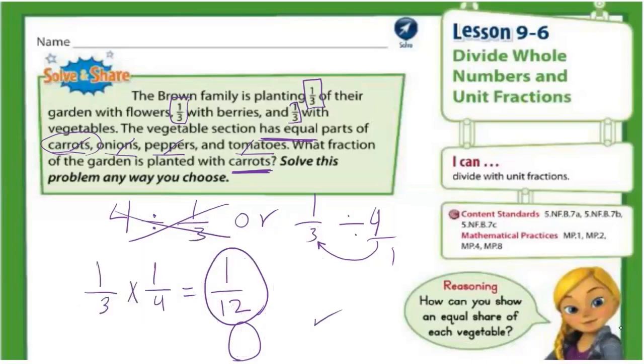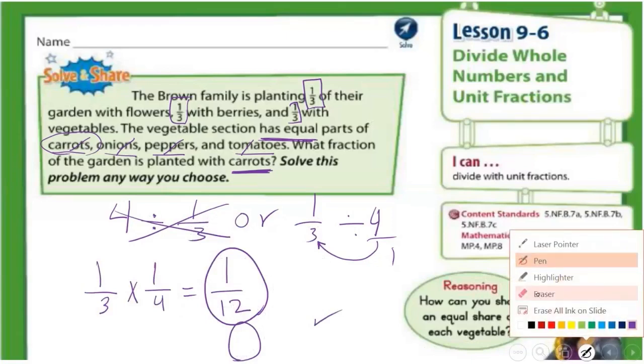Okay, copy the answer, everybody, and move to another question. Look back.